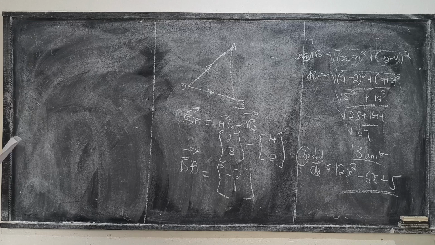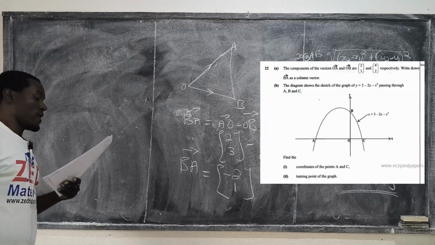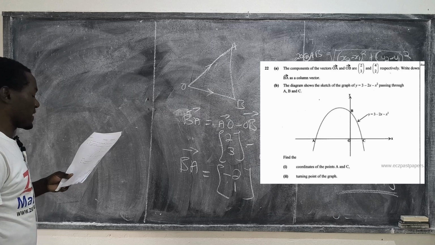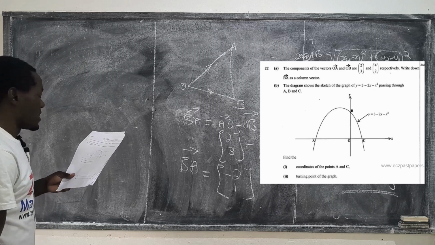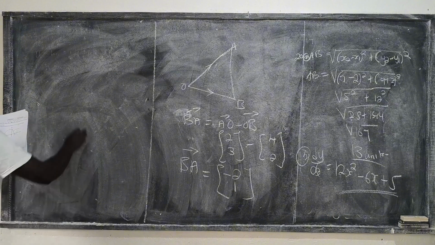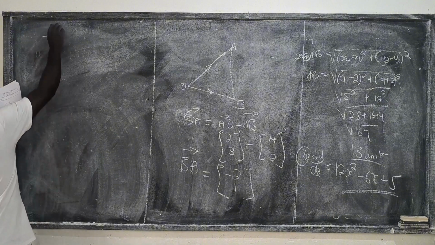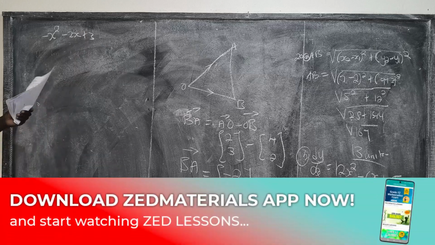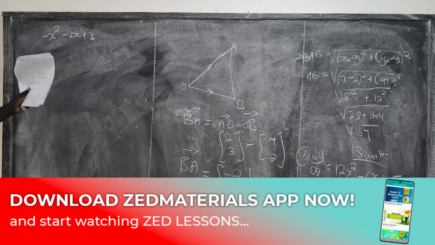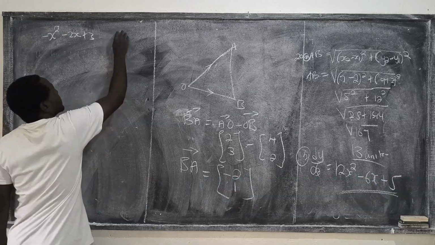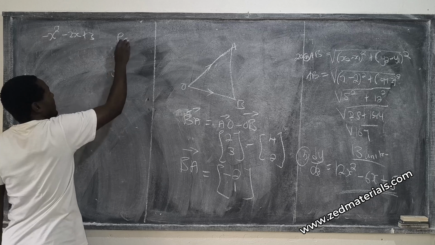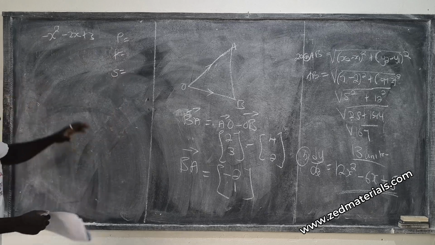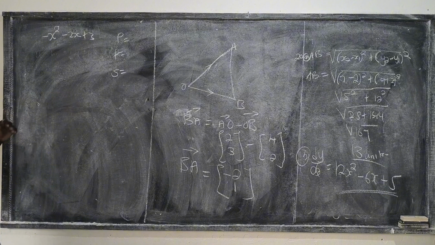We move on to question number 20B. The diagram below shows a sketch graph. They're saying we find the coordinates of A and B. So how are we going to find the coordinates of A and B? You have negative x squared minus 2x plus 3. When you go to the Z materials, we explained this topic, which is a grade 11 topic, where we said you have to use the product, factor, and sum. And we gave a few notes so that you can understand these things. That's the reason why I always advise you to have the Z material, because you find a little bit of notes that will help you understand what is happening there.